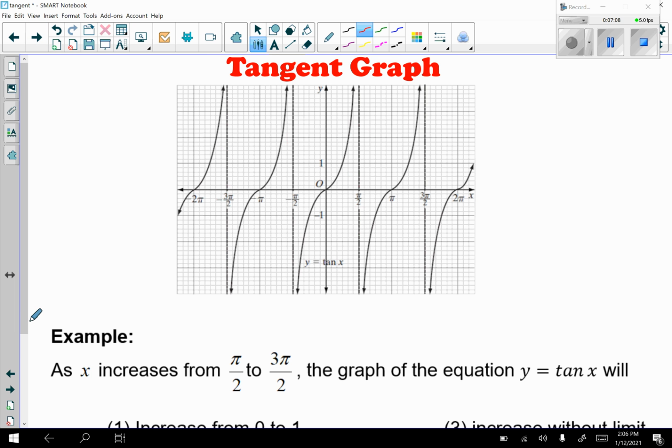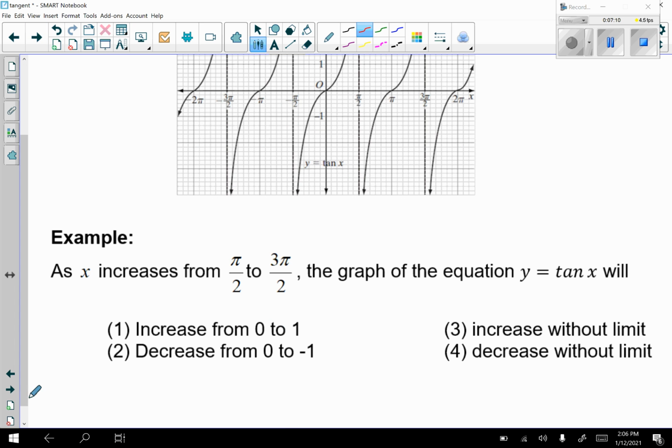So let's take a look at an example of what a question would look like. As x increases from pi over 2 to 3 pi over 2, the graph of the equation y equals tangent x will increase from 0 to 1, decrease from 0 to negative 1, increase without limit, or decrease without limit. So tangent, remember, never decreases. So I'm going to get rid of choice 4 and choice 2.